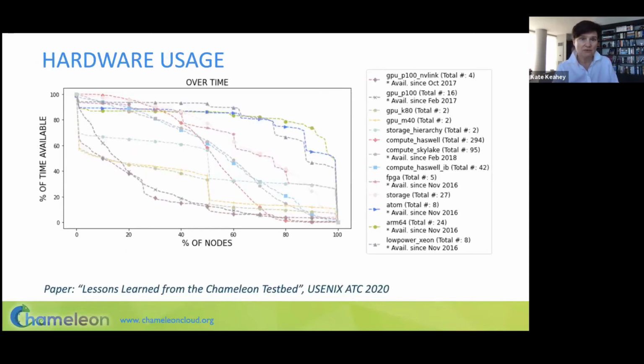This is just a quick graph showing the hardware usage if you're interested, and it shows you what percentage of nodes is available, what percentage of time, right? So the closer you get to this corner here, the more in demand you are. The more you're in this corner here, the less in demand you are. So if you look at this, it looks like, unsurprisingly, all of our GPU nodes are the most utilized things, closely followed by our storage hierarchy nodes. And then there's Compute Haswell and Skylakes. And then the least utilized is the power management hardware, which of course also needs to be supported. Those are very important experiments. It's just that not many people are really utilizing them.